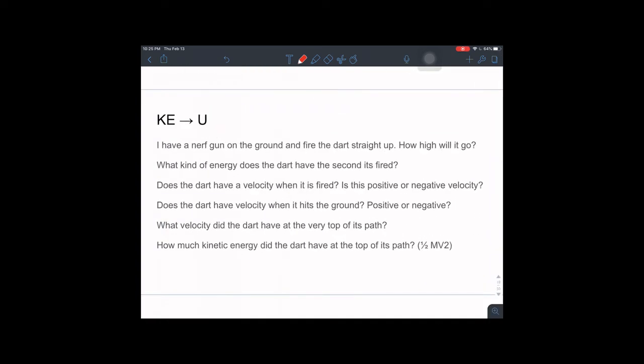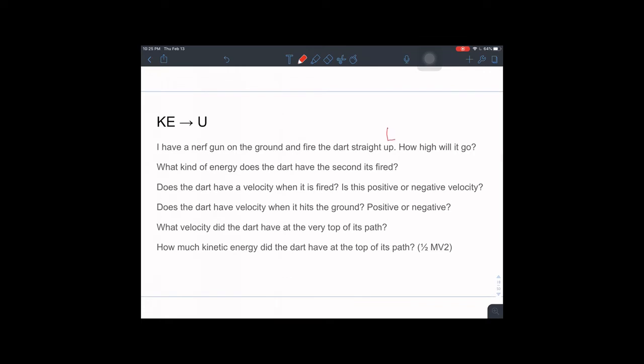However, kinetic energy can also become potential energy. If we have a Nerf gun on the ground and fire it straight up, we know it will reach a height. What kind of energy does the dart have the second it's fired? Well, it's barely off the ground, so we're going to assume potential energy is 0, but it has a velocity, so it has a kinetic energy. Does the dart have a velocity when it's fired? Yes, it does. And if we think of the dart being fired straight up, it will eventually come straight down. We can define this upward velocity as the positive velocity, and this downward velocity as the negative velocity.